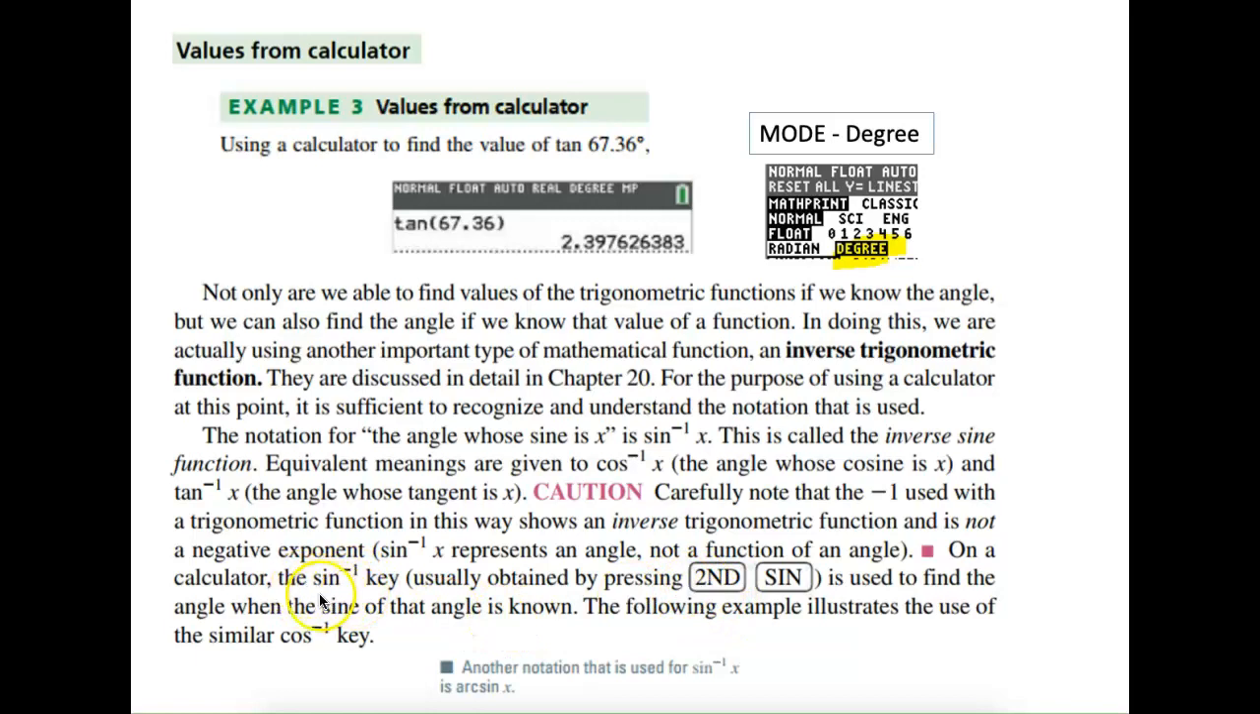To find this inverse sine key, we just press second sine, and that key is going to come up. Okay, and another notation you might see in other textbooks is arc sine. This one is going to use the inverse sine function.